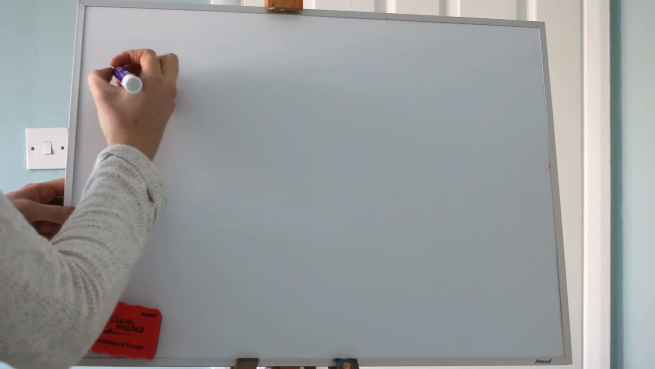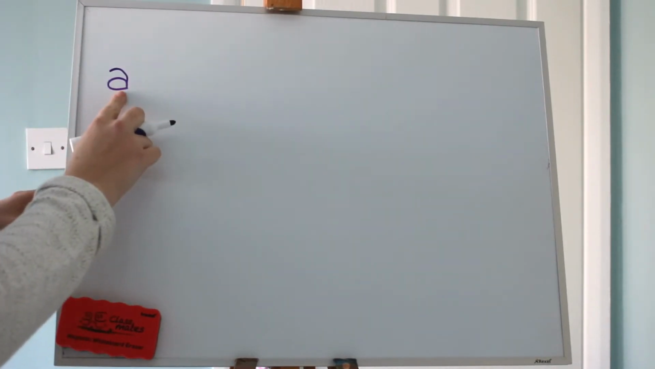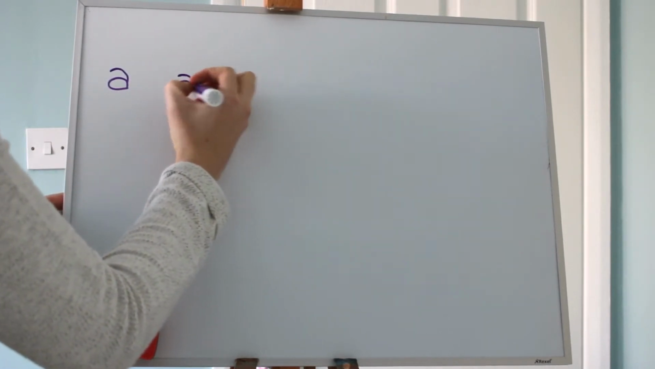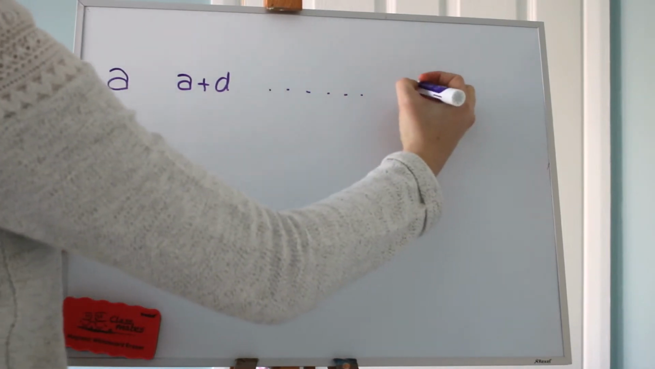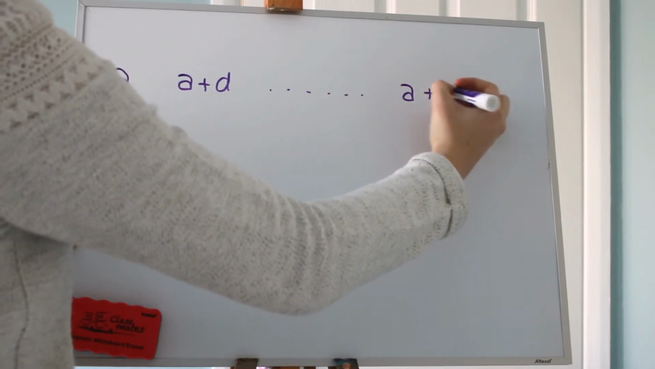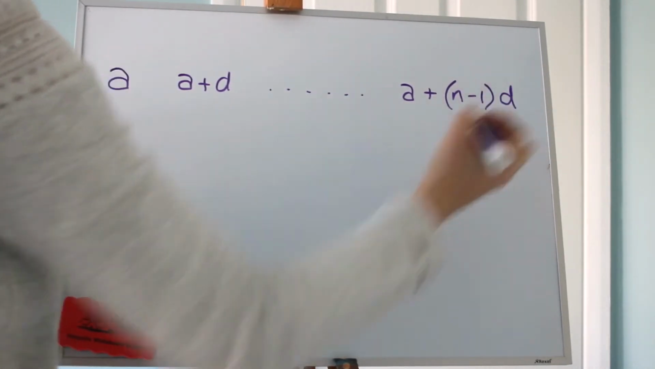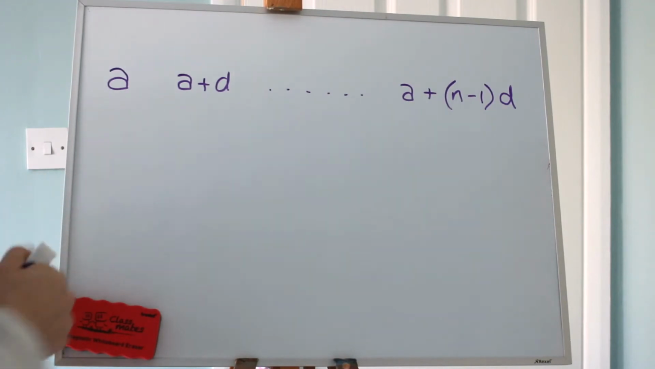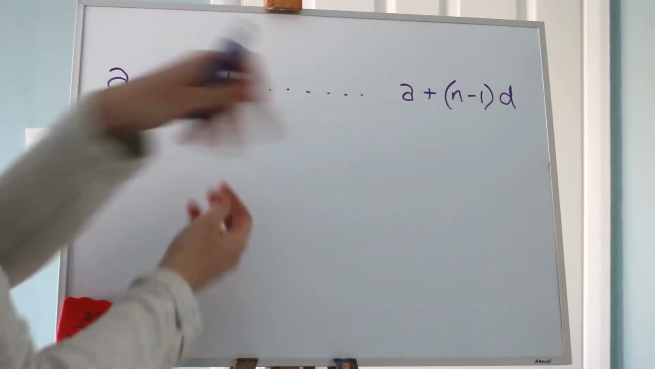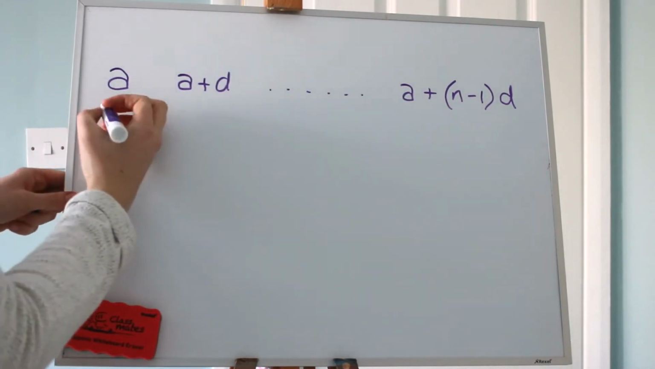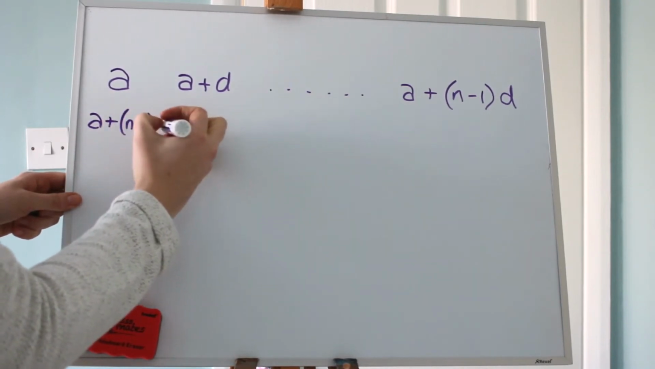So we're going to use the same method as Gauss. We're going to list our numbers, and we're staying general here. So the first term is A, and the second term is A plus D, and so on. The last term will be A plus, we don't know how many of them there are, but we'll call it N. So N minus 1 D, that's our general expression for a term. And then it's just the same as Gauss, we'll flip them round and write them again underneath. I don't think I've got enough space, but I'll write it here. A plus N minus 1 D.